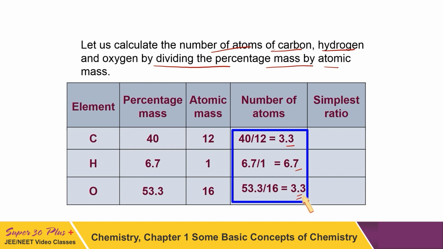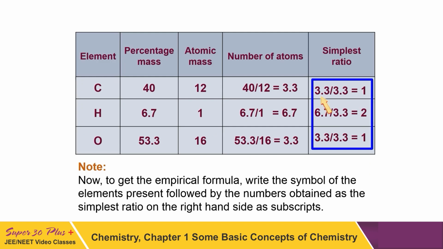Now you will take the simplest ratio out of 3.3, 6.7 and 3.3. Which one is the smallest possible value? Lowest common factor. Which one is the common? So 3.3 is the common factor and the lowest also. So we will divide all the values by 3.3 like this. 3.3 by 3.3 is 1. 6.7 divided by 3.3 is 2.